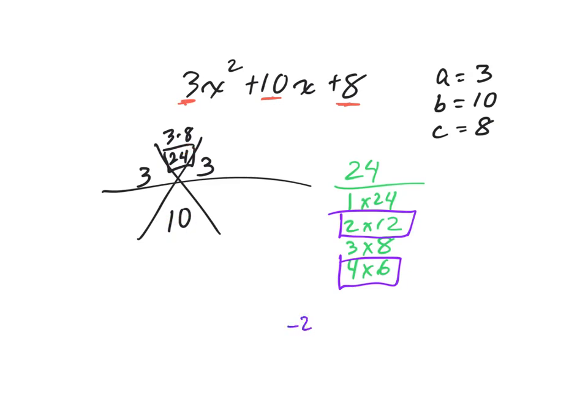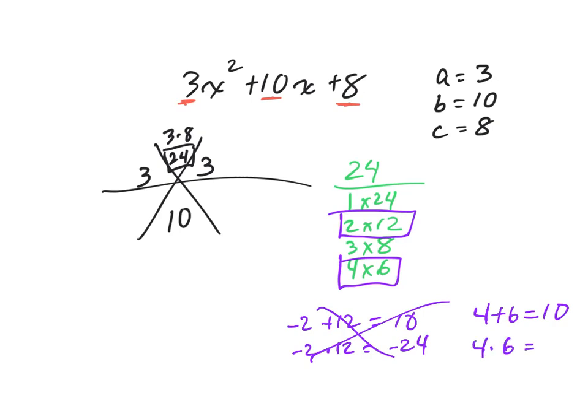So if I do negative 2 plus 12, that gives me 10. But if I do negative 2 times 12, that gives me negative 24. So that doesn't work. When I do 4 and 6, 4 plus 6 equals 10, and 4 times 6 equals positive 24. So this one does work. I'm going to use 4 and 6, and again, it doesn't matter which one I put where.